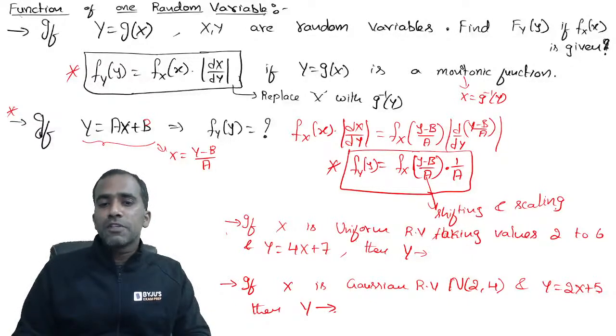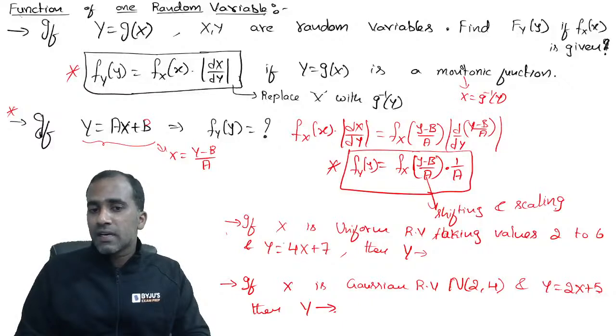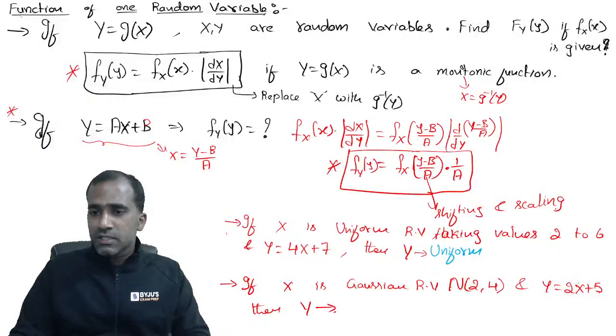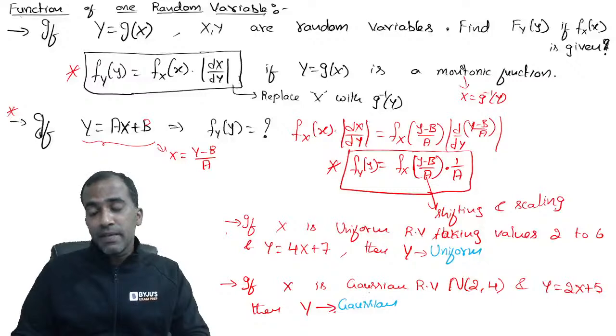Right, so the name of the shape will not change if there is a relation like this, a linear relation or incrementally linear relation like this. Correct? So if x is uniform, y also will be uniform, because the relation is in the form of y equals ax plus b. Here also, if x is Gaussian, then y also will be Gaussian because the relation is in the form of ax plus b. The name of the shape will not change, but the mean, variance, and mean square values might change.